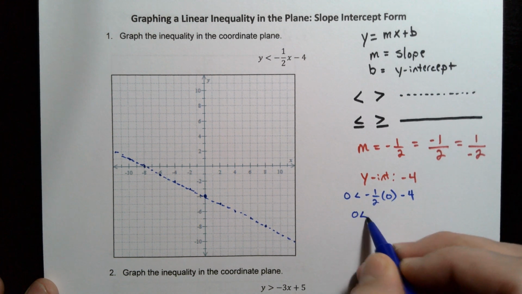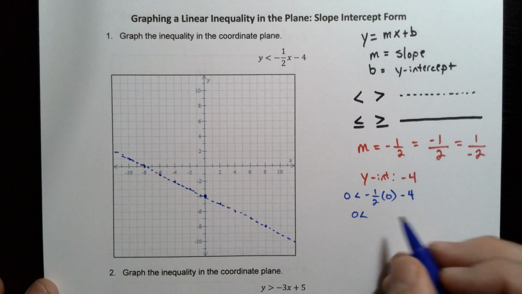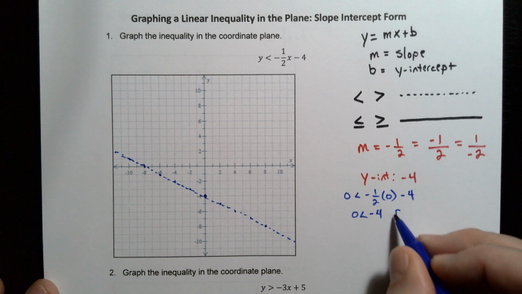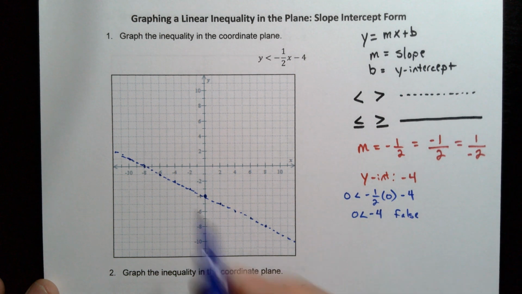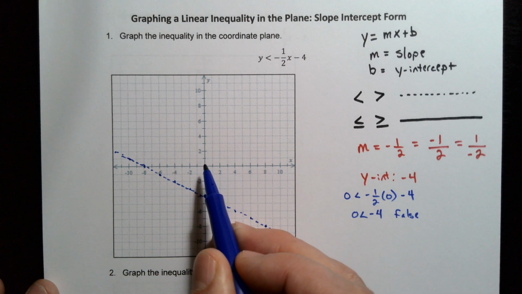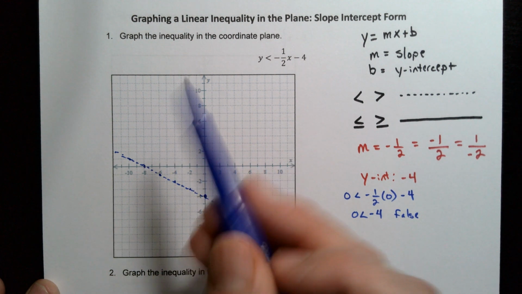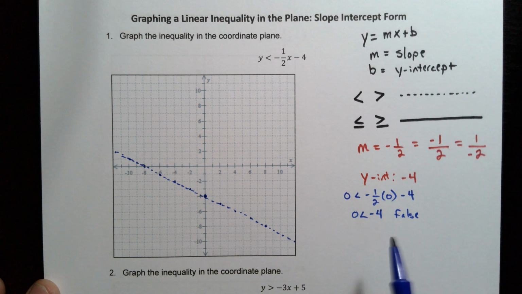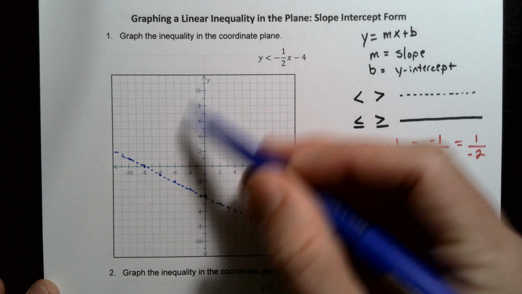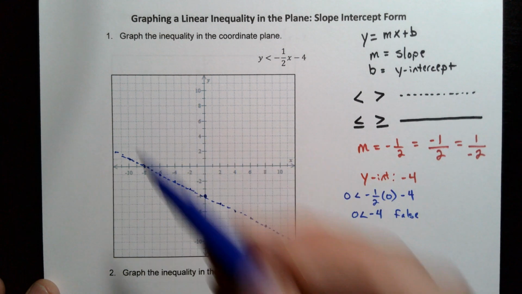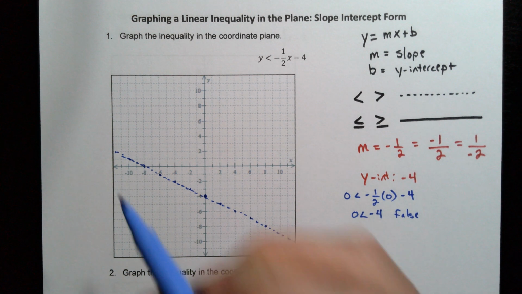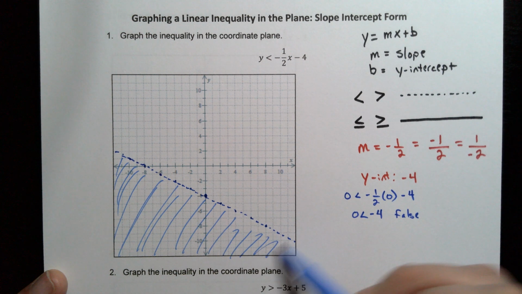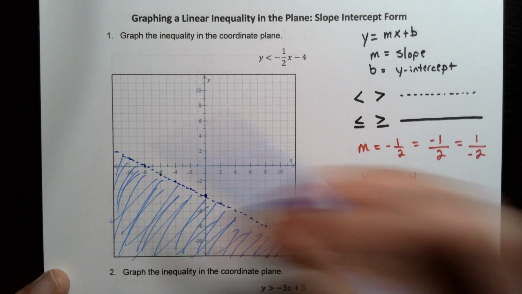Okay, so let's see. 0 less than -1/2 times 0 just goes away. So is 0 less than -4? No, that's false, right? So since that's false, we know that this point is not included in our answer. Okay, so we can't shade it. Since I plugged in 0, 0, and it's an inequality that's not true, it's false, then I know I can't shade in this area because that point was from this area. So instead, I have to shade below the graph. So I'm going to shade this region down here. This is the region I want to shade for this problem.